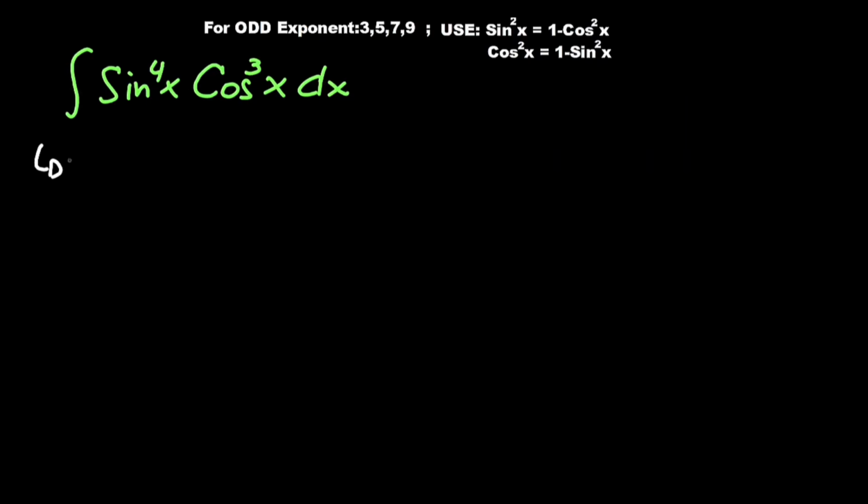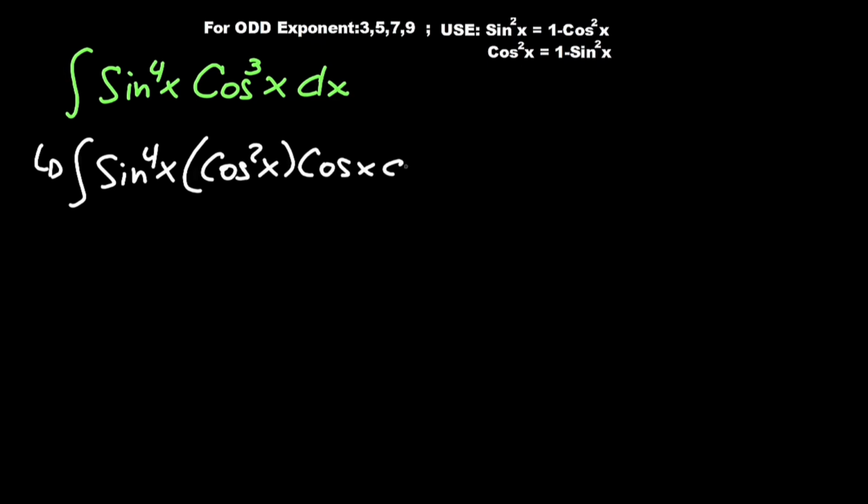Integral of sine to the power of 4 of x cosine³ of x dx. Since this is odd, we must focus on this one. So this would be sine to the power of 4 of x and factor 1 cosine of x here. And transform this into this trigonometric identity form.